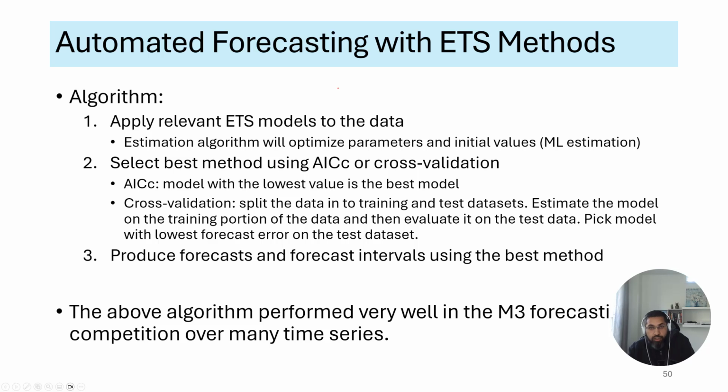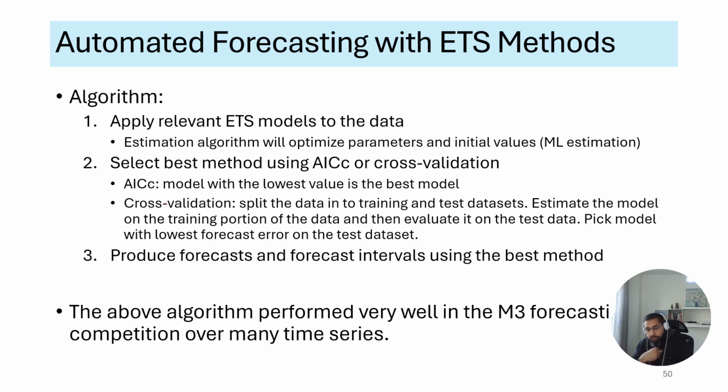Okay, so what's the algorithm? If you want to use the ETS method, the algorithm will apply relevant ETS methods to the data. It will select the best method using AICc or cross-validation, and then it will produce the forecast using the best method. Cross-validation is the idea that you save some of your data as a test data set. So if you have, let's say, 5 years of data, you run your forecasting algorithm on 4 years of data, and then you test the same algorithm on the final year. The reason is you don't want to overfit to the data. Cross-validation means you test the algorithm on unseen data that it was not trained on, and whichever algorithm does the best on unseen data is the best algorithm to use for the future.